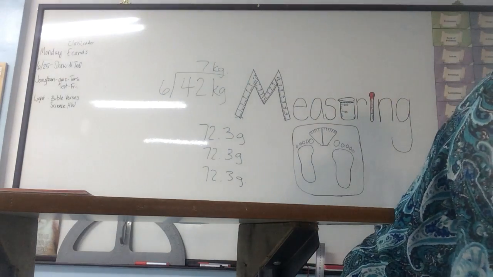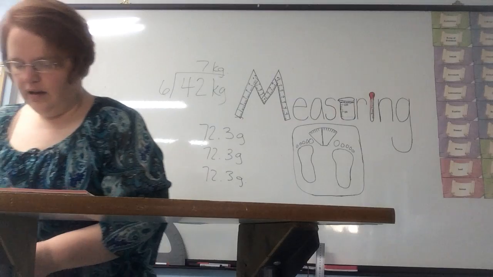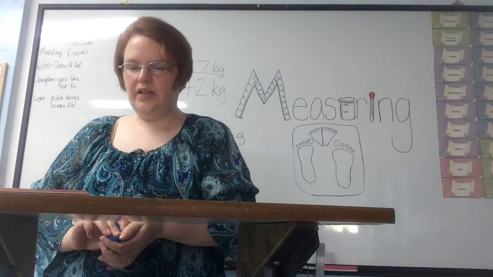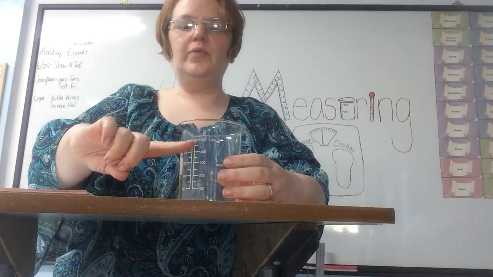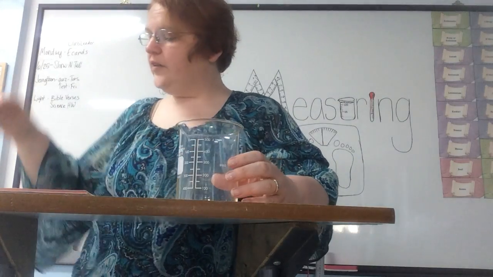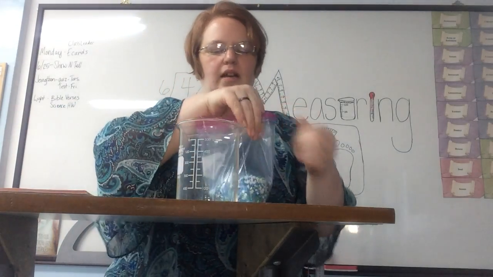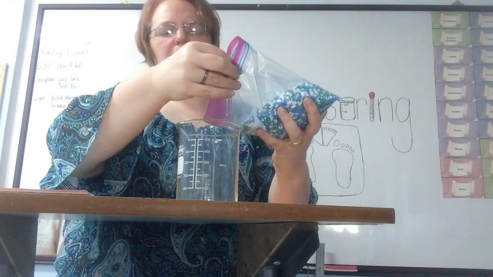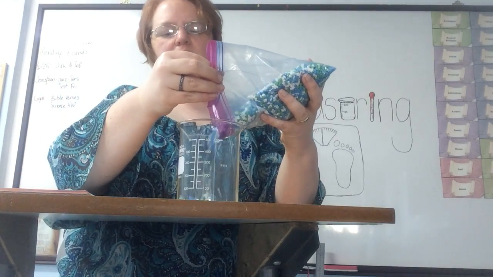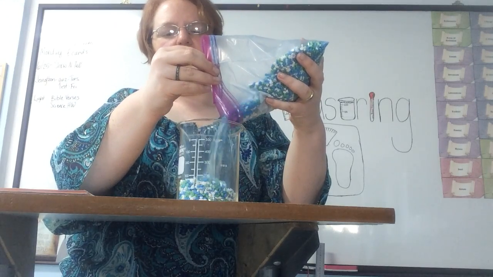All right, now let's go ahead and measure some volume. The first thing we're going to do is get our graduated cylinder. And we're going to measure all the way to the top, which is 500 milliliters. But we're not doing a liquid, we're doing a solid. It says rice in your book, but I'm using aquarium rocks. This is what I had. So we pour gently until it rises all the way to the top.